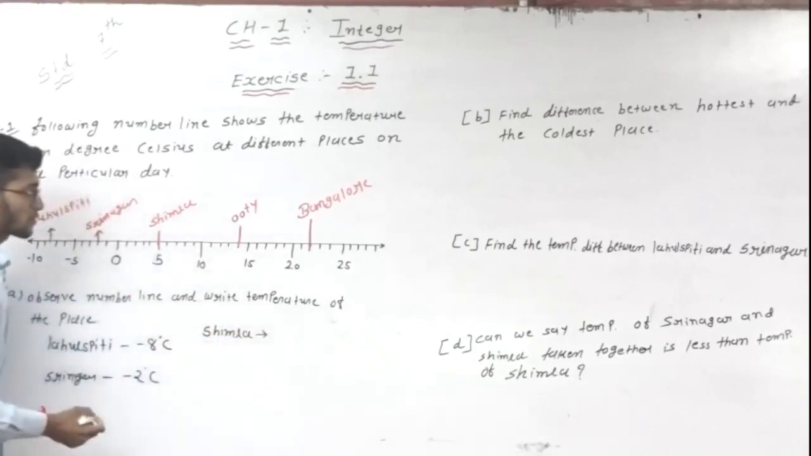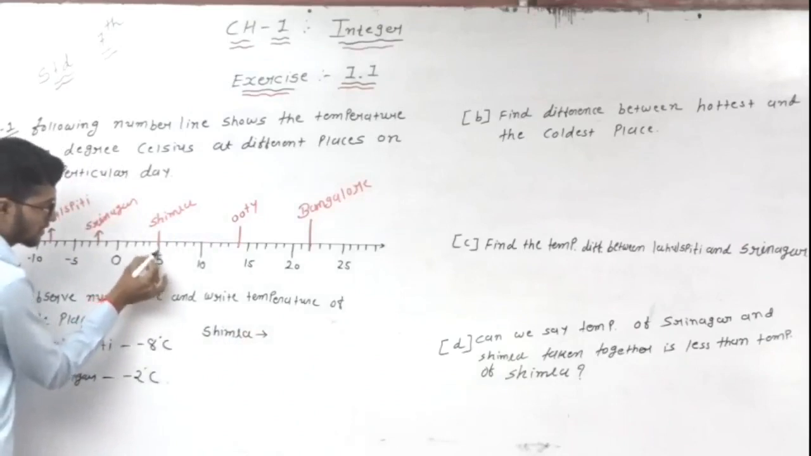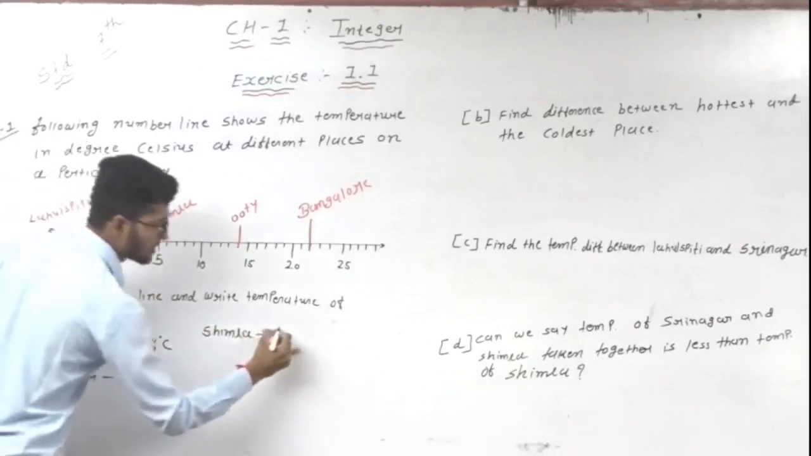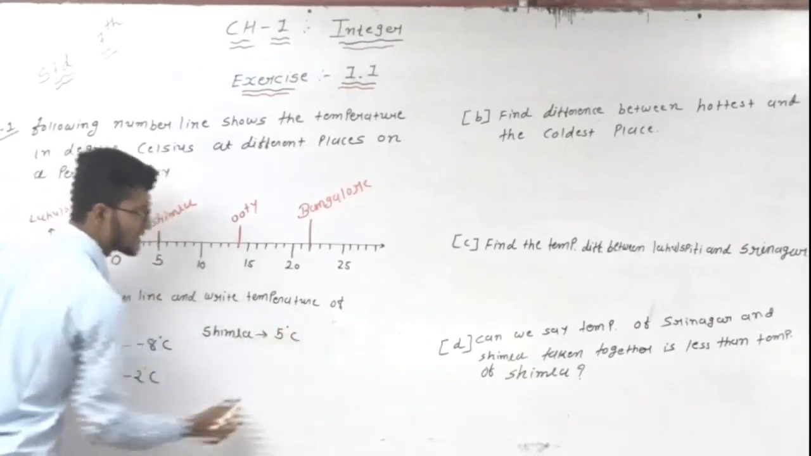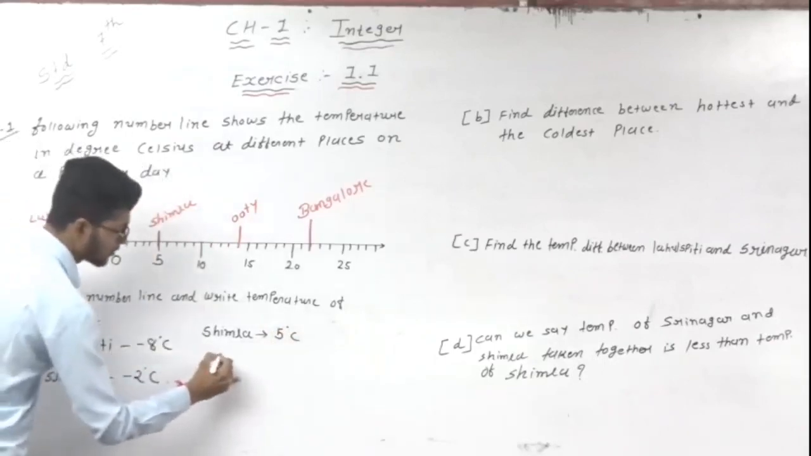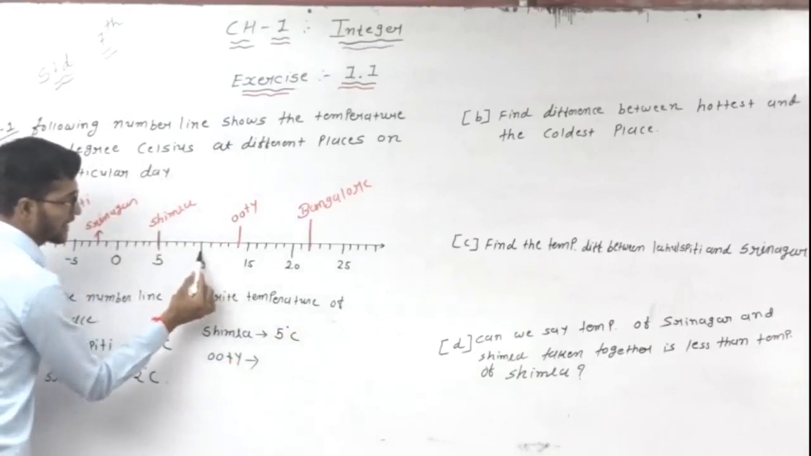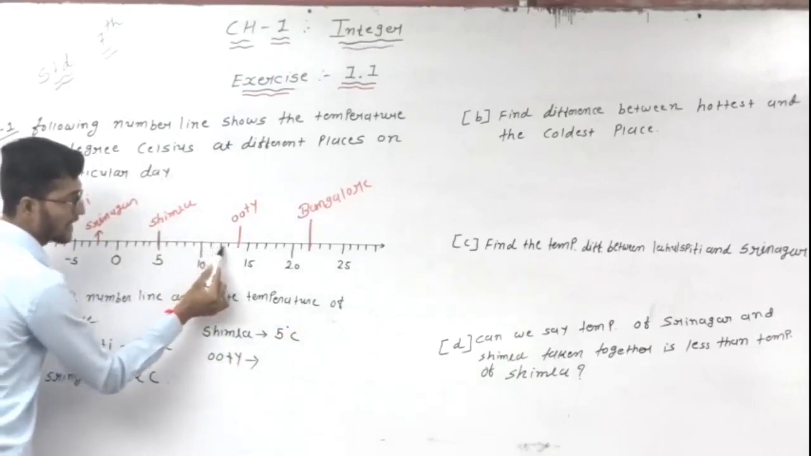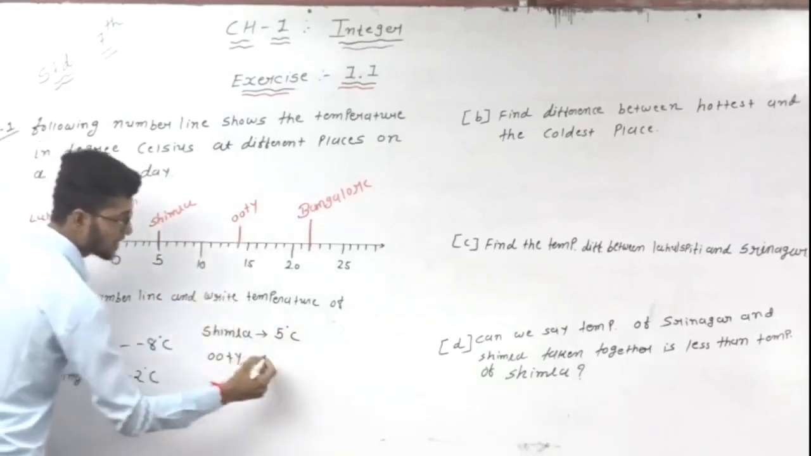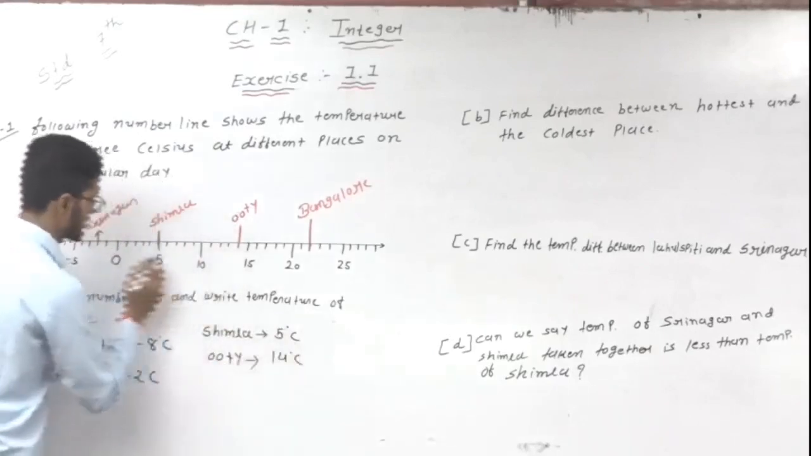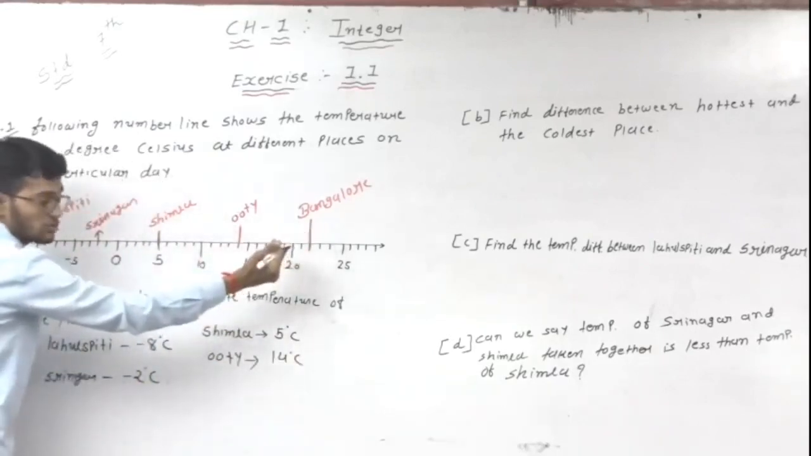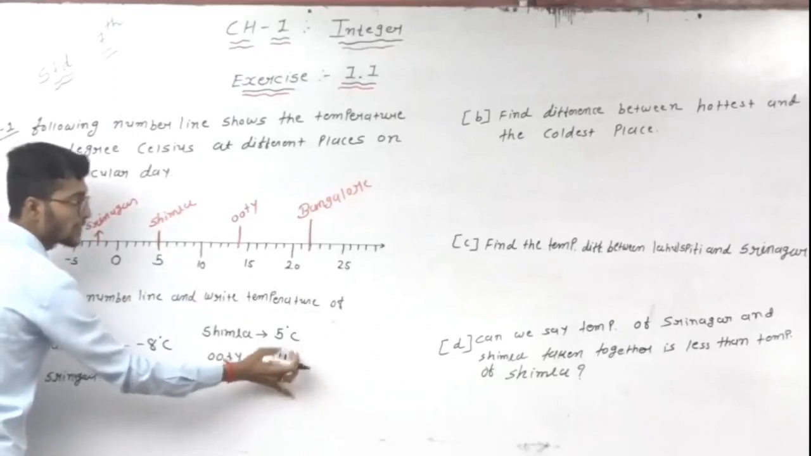Then the next place is Simla. So what is the temperature of Simla? This one is given how many? 5. It means 5 degrees Celsius. Then after that, Ooty. What is the temperature of Ooty? So on this side 10, 11, 12, 13 and this one is 14. It means 14 degrees Celsius. From 0, on this side all are positive numbers, students. So this one is positive 14 degrees Celsius.